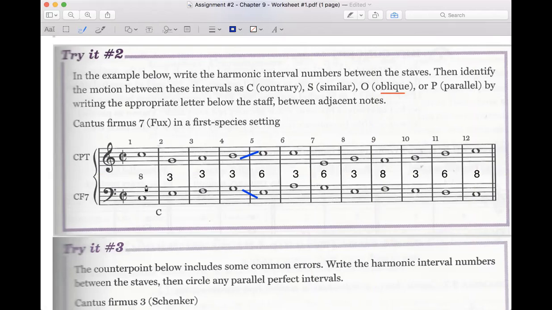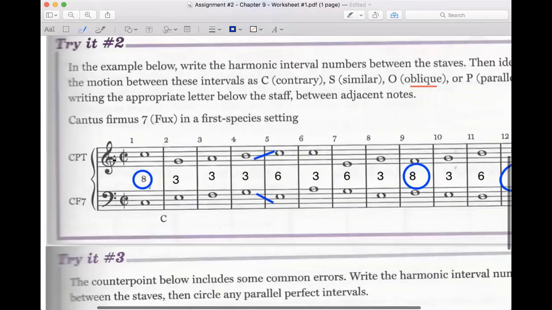Okay, the next thing you should do, get in the habit of circling your perfect intervals. So we have an 8, an octave. We have an 8 here. And we have an octave here. Okay. Looks good.